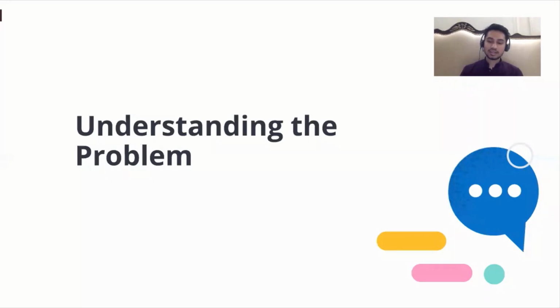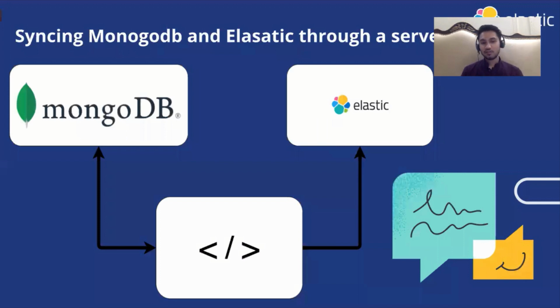So let's start with understanding the problem. So we at Folio 3 ran into this situation where we had to sync Elasticsearch with MongoDB. So we had a server that was updating MongoDB, and in that server, we wrote a wrapper that whenever a change would come to update MongoDB, then also update Elasticsearch as well.